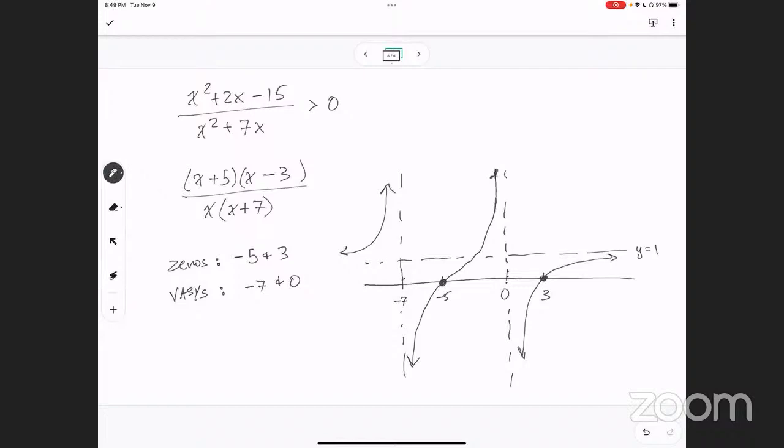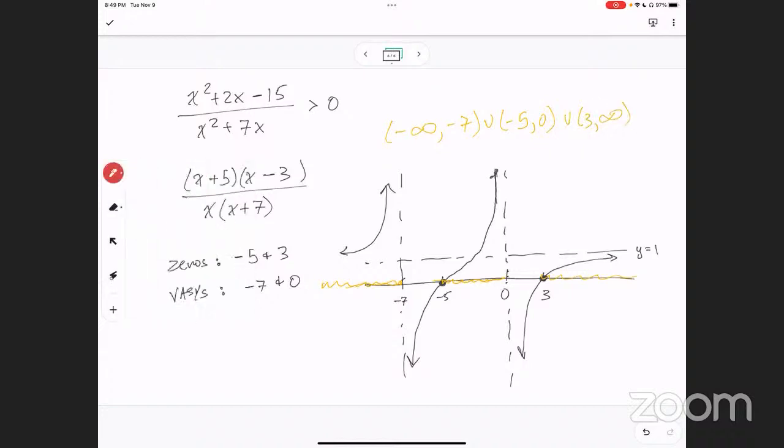So what's my answer going to be? My answer is going to be, where is it greater than 0? It's greater than 0 all the way over here, because all of that is above the line. All the way from here to there, and all the way from there to there. So my answer is from -infinity to -7, not including, from -5 to 0, not including either, because it's not even greater than or equal to, and then from 3 to infinity. Done.